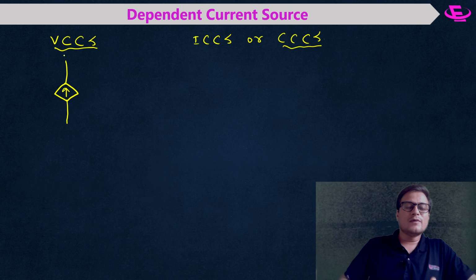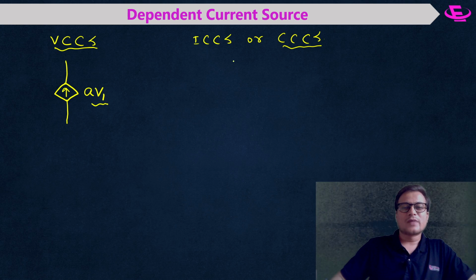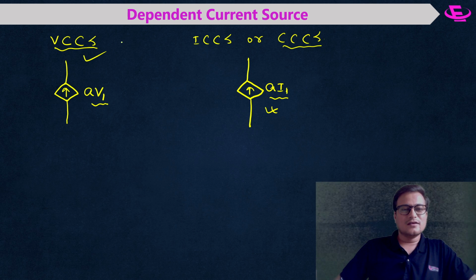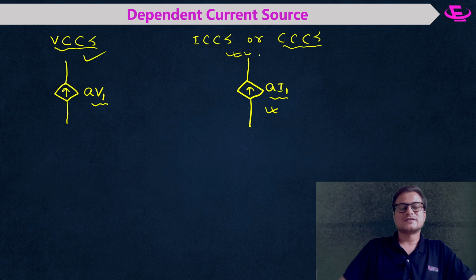Now how will it be voltage controlled? If its magnitude depends on voltage, it is called voltage controlled source. And if right now I am drawing another source here, again if its value is written like A into I1, it means it is called current controlled current source. So this one is VCCS, another one is CCCS.